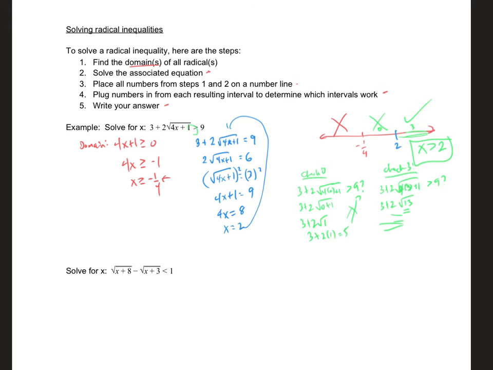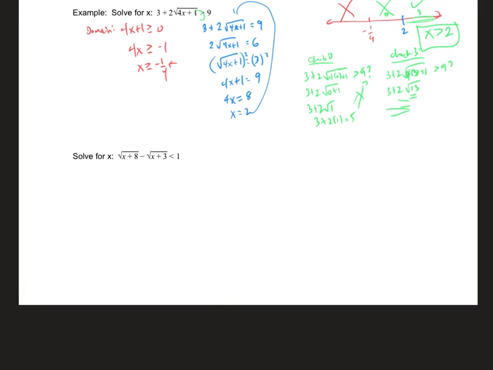All right, so let's talk about the problem at the bottom. Same idea, slightly more complex. So the very first thing we're going to do is get the domain. Now this time we have 2 radicals, so since they're both square roots, x plus 8 has to be greater than or equal to 0, x plus 3 has to be greater than or equal to 0.